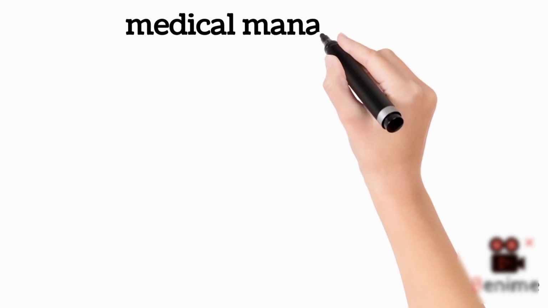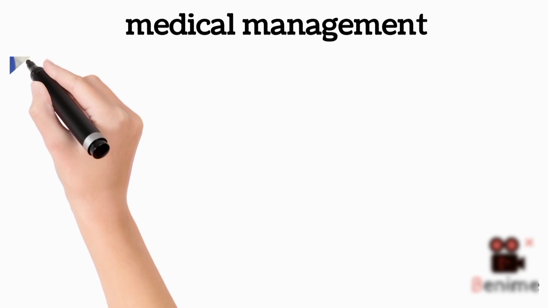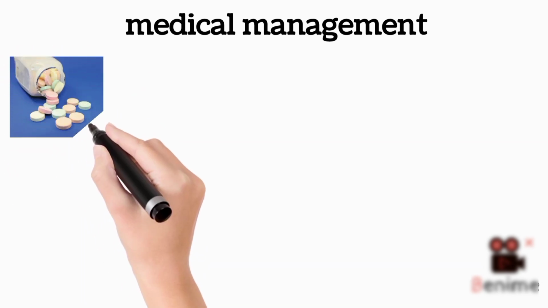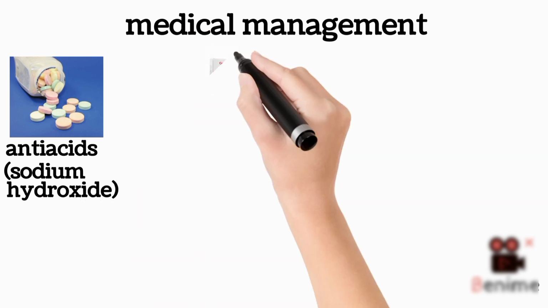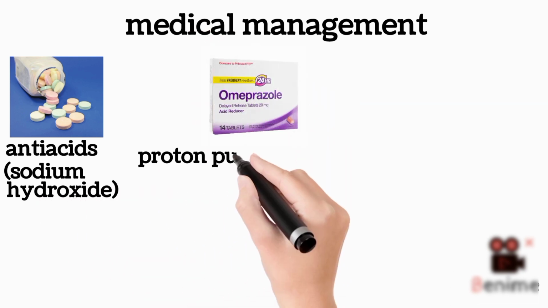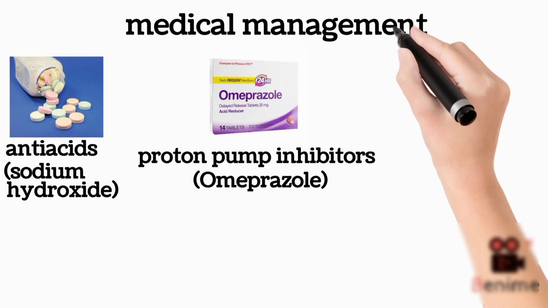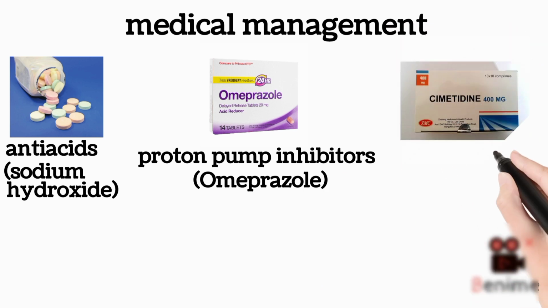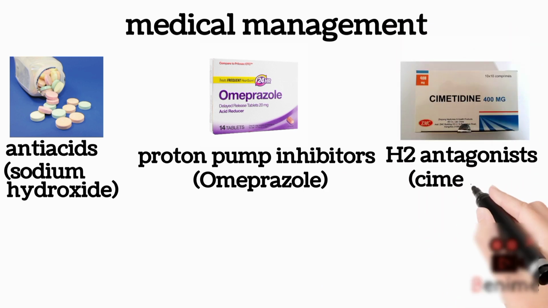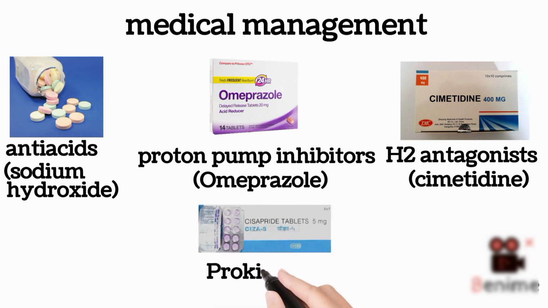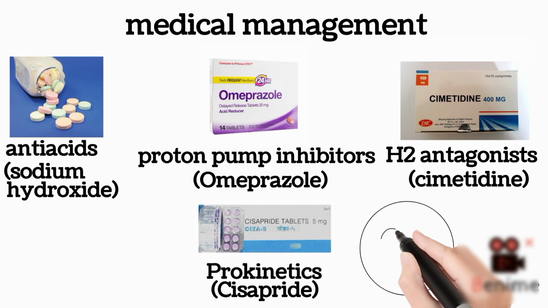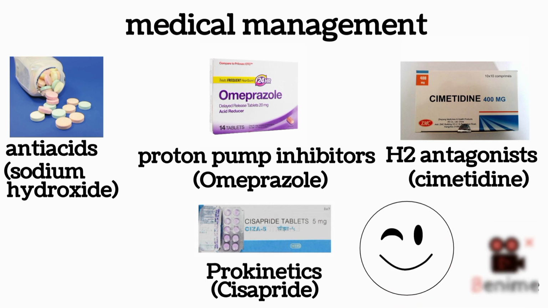Still under the medical management, we have antacids, like sodium hydroxide, which neutralizes the effect of gastric acids. We have proton pump inhibitors, like omeprazole, which reduces the amount of acid produced by the stomach. We have histamine 2 antagonists, like cimetidine, which inhibits the production of gastric acids by the stomach. And we have prokinetics, like cisapride, which accelerates gastric emptying.